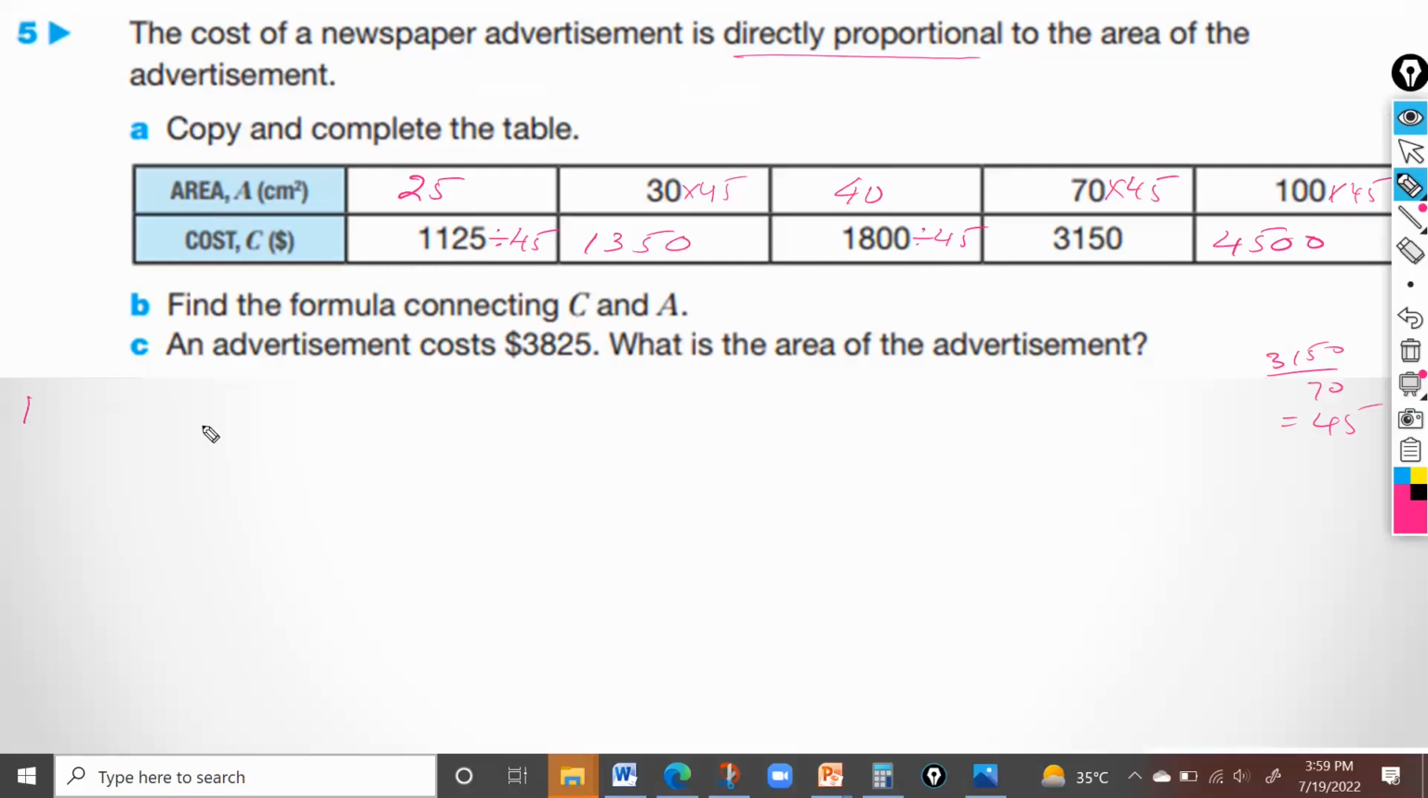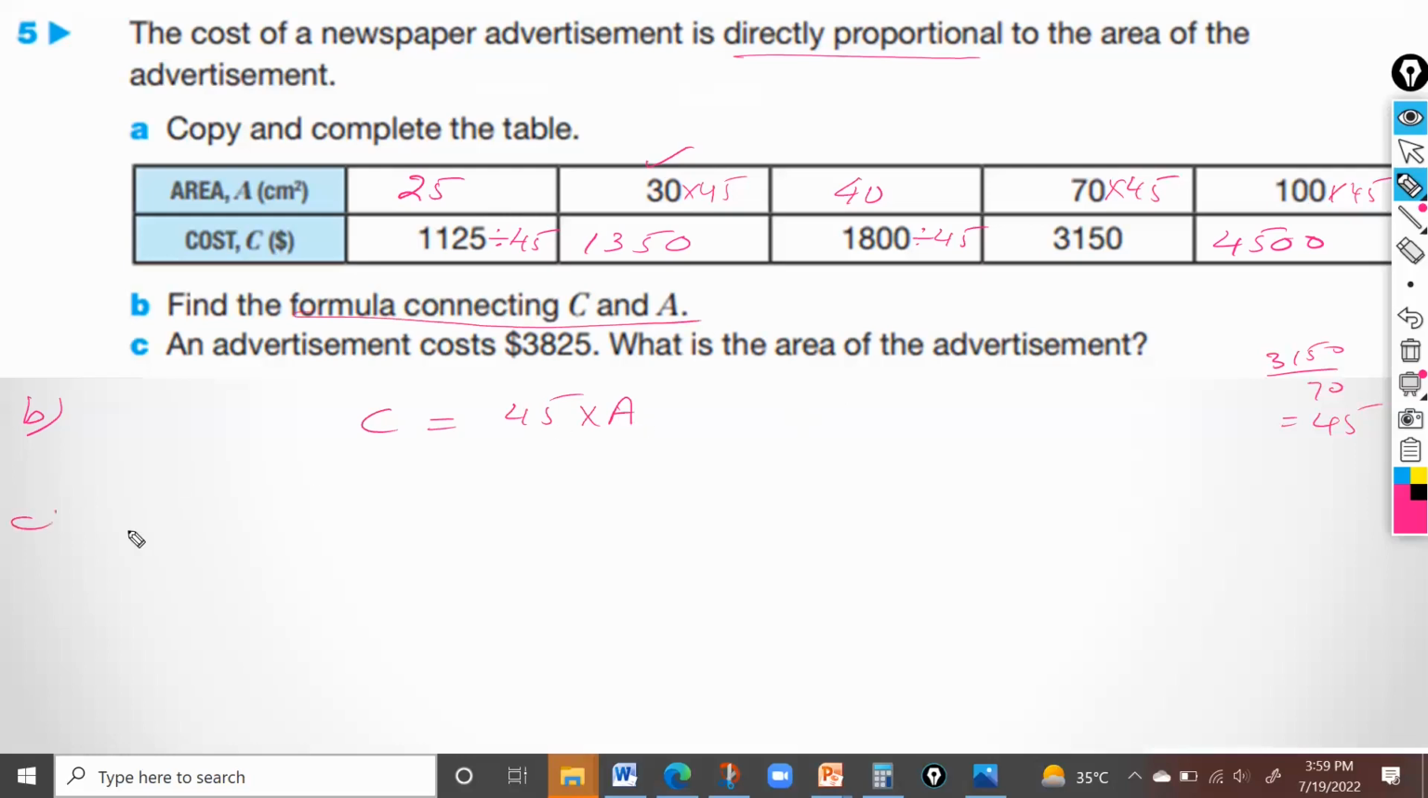We go for part B. Find the formula connecting C and A. So we know when we multiply A with 45, we get cost. So cost equals 45 times A. This is the relationship or the formula connecting cost and area.